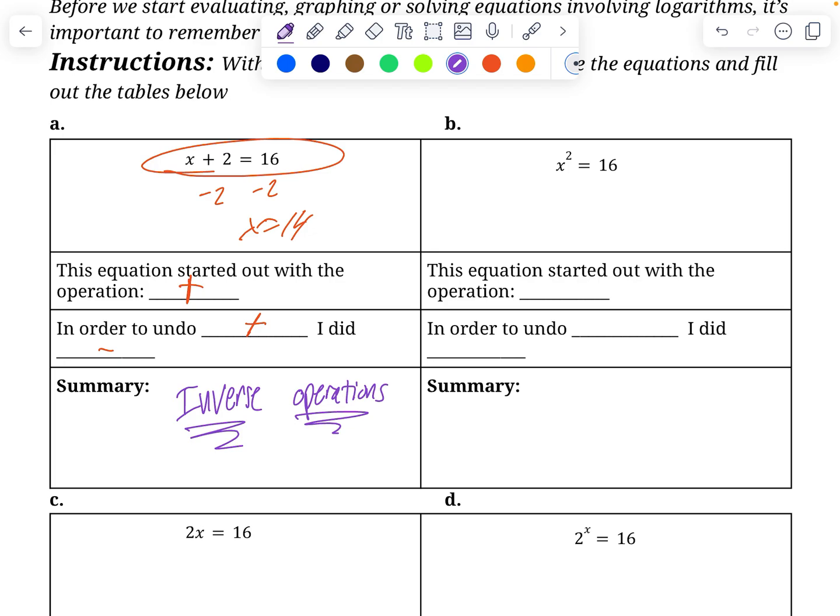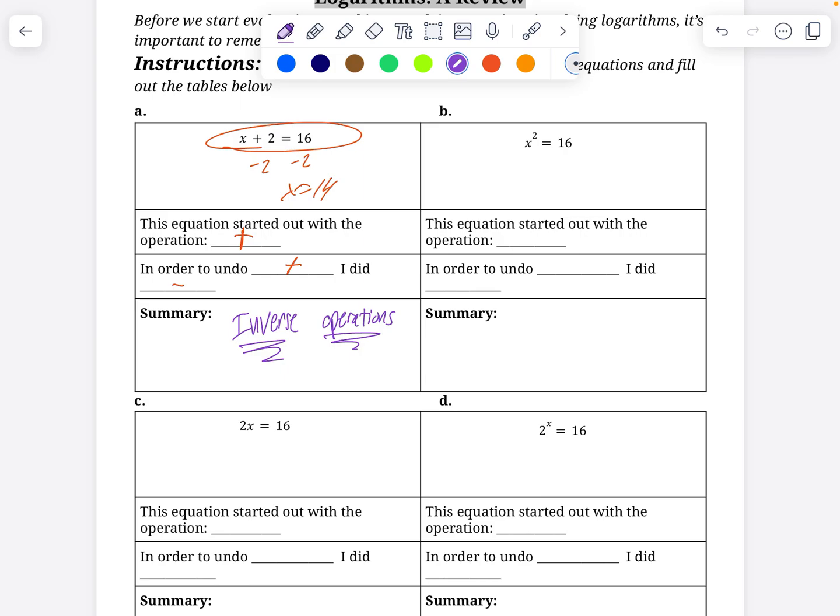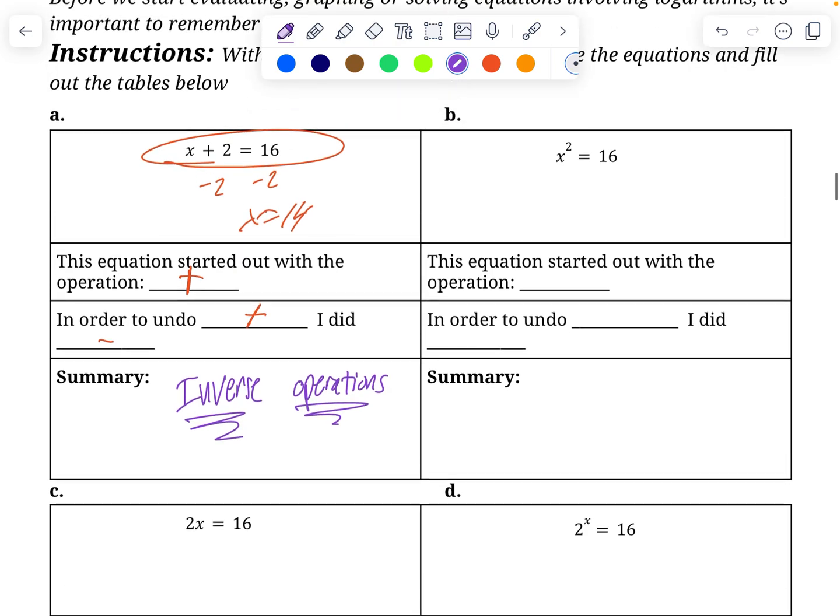Take a second right now. Pause the video and do the same thing we just did for B, C, and D. Okay? Pause the video. I'm assuming you paused it.